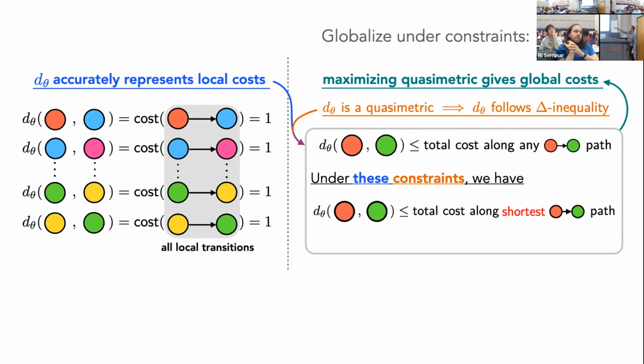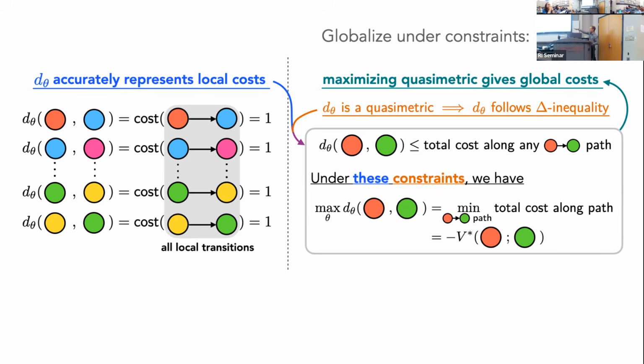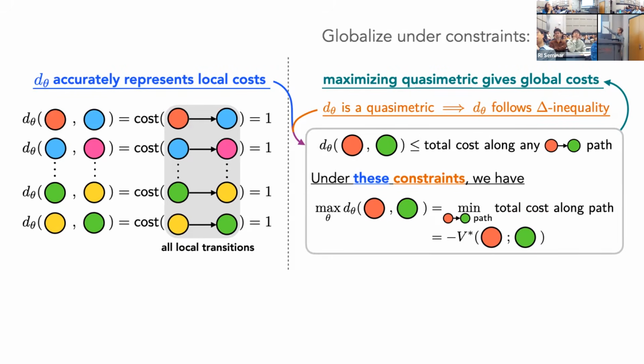Okay? So under these constraints, under the fact that we represented all the local costs, the optimal distance has to be less than the total cost along any path. That means it also has to be less than or equal to the total cost along the shortest path, because the shortest path is one of the paths. So this is also following from the triangle inequality. Now I do the final thing, the pulling apart. We train theta, we maximize over parameters theta to find the quasimetric that places the highest distance between these two states, subject to these constraints. And that's going to be exactly equal to the minimal path length, okay?